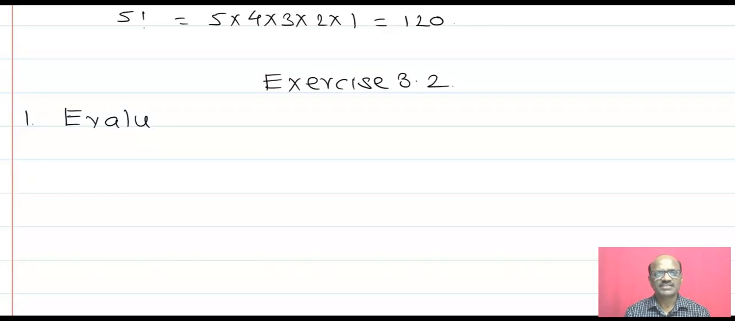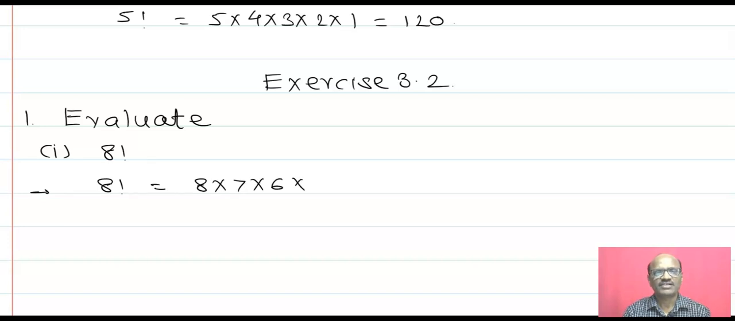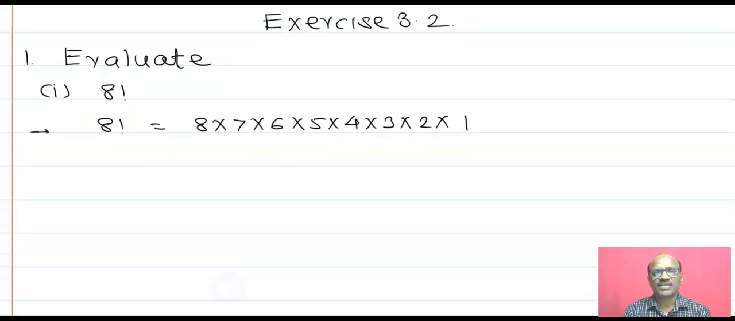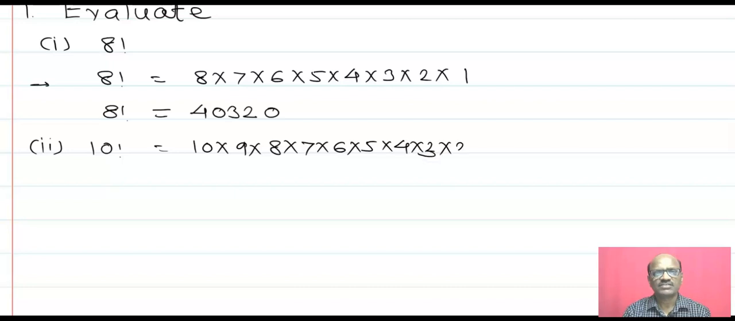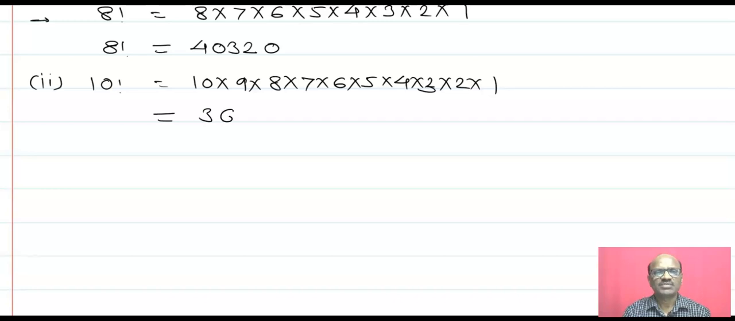Now we will start the exercise. The answers of these questions may not match with my answers. If you agree, then you write it. If you do not agree, then do not write it. But I had done 8 factorial is equal to 8 into 7 into 6 into 5 into 4 into 3 into 2 into 1, that is 40,320. The big multiplication is there. 10 factorial means 10 into 9 into 8 into 7 into 6, 5, 4, 3, 2, 1. And now this multiplication you can carry out.